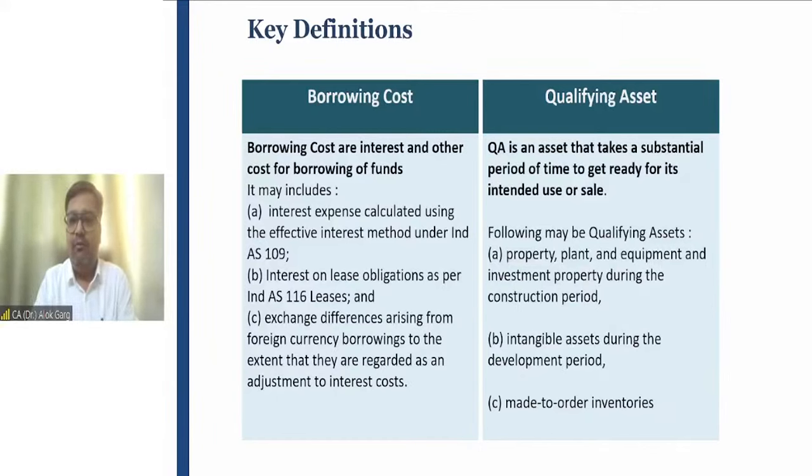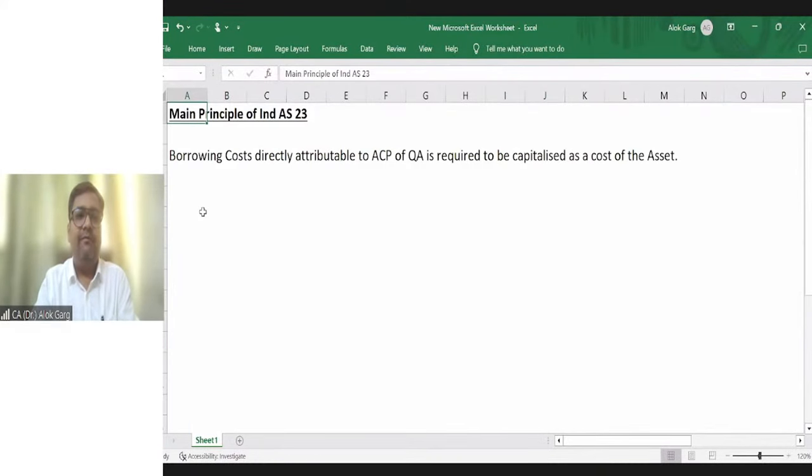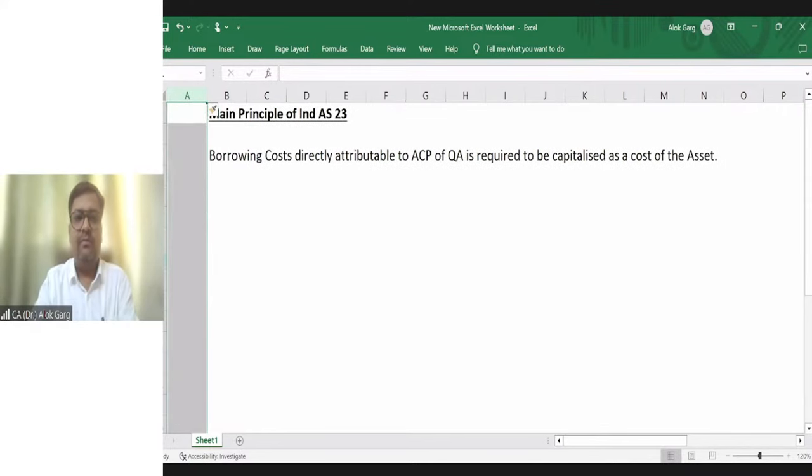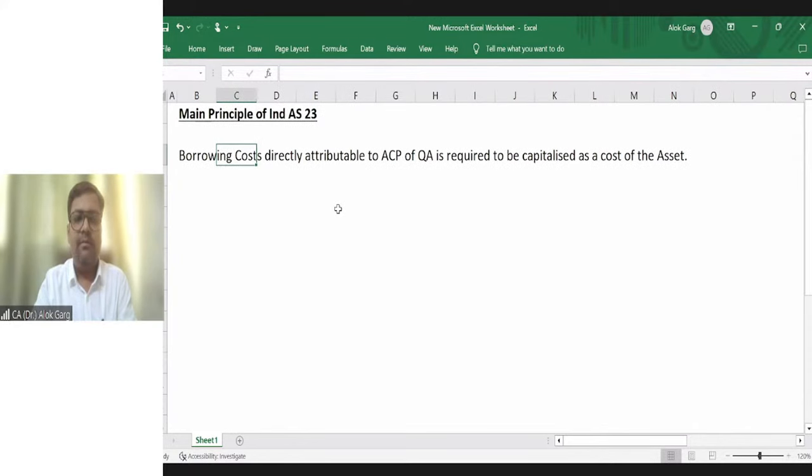Friends, I am moving back to my Excel file. Please let me know if my Excel file is visible to everyone. Let me know. Very good. Is it visible? Yeah.